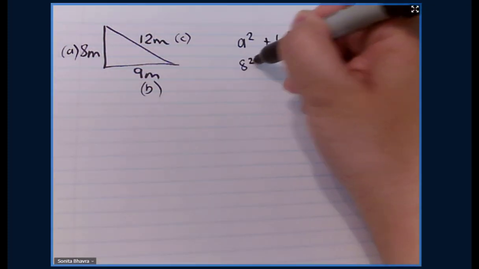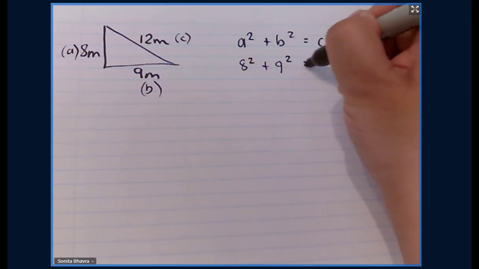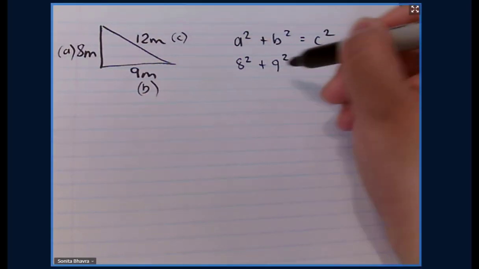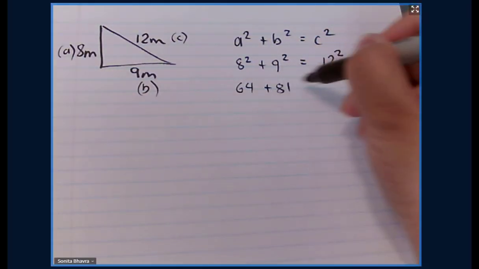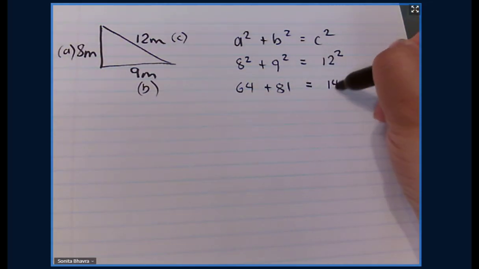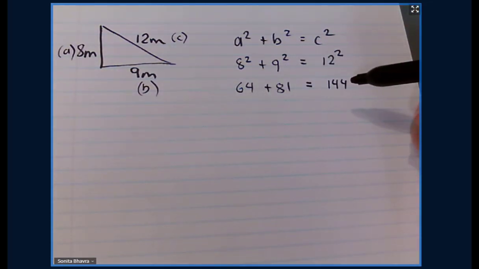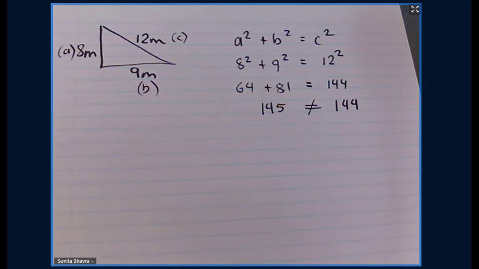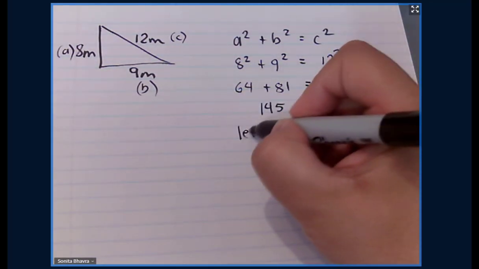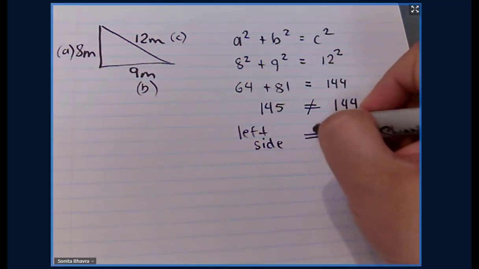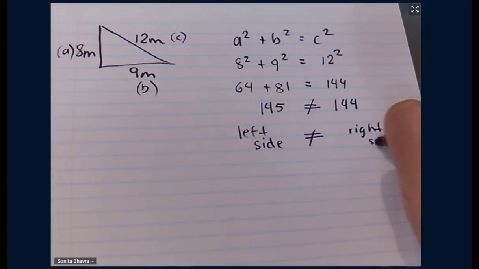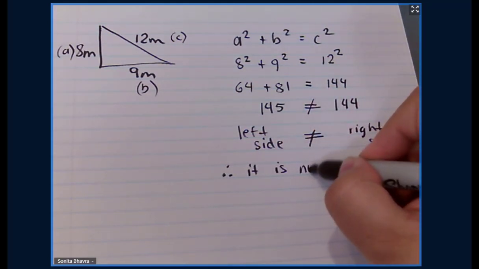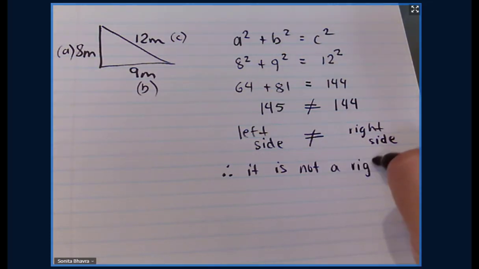All right, so that means 8 squared plus 9 squared has to equal 12 squared. So we got 64 plus 81 is equal to 144. 64 plus 81, that gives me 145. So 145 is not equal to 144. So therefore, we can say that the left side does not equal the right side. And we can say, therefore, it is not a right triangle.